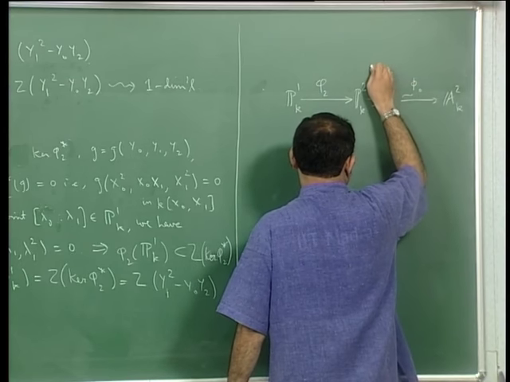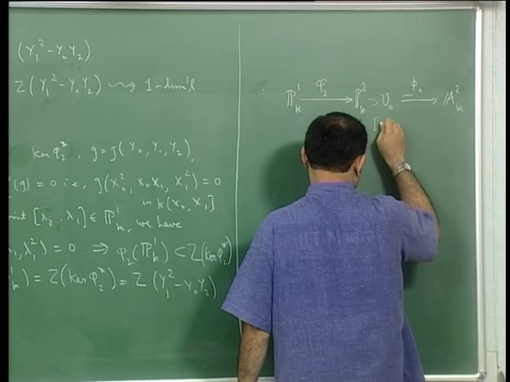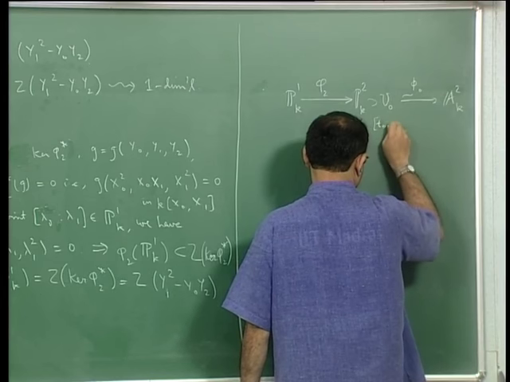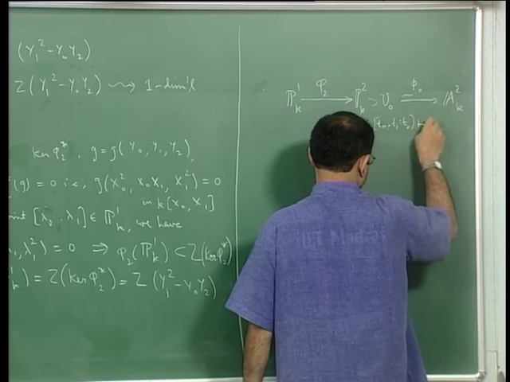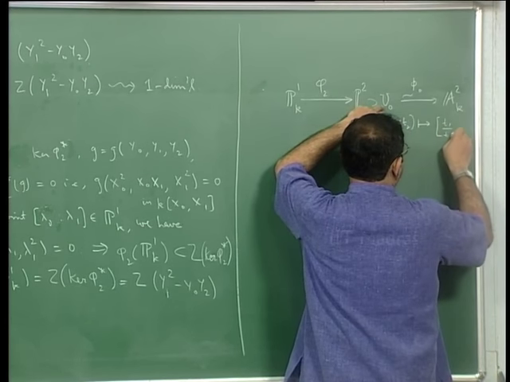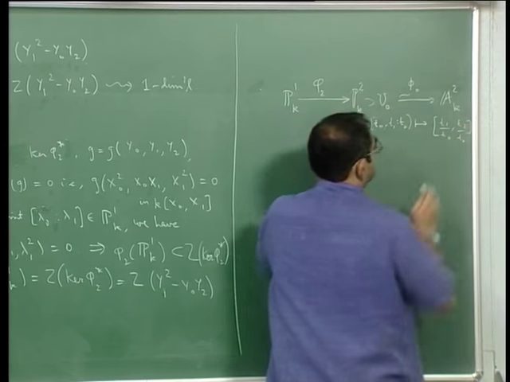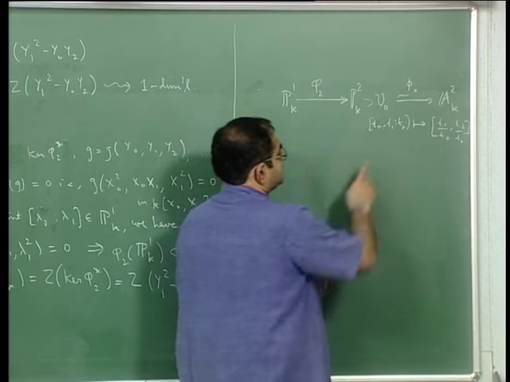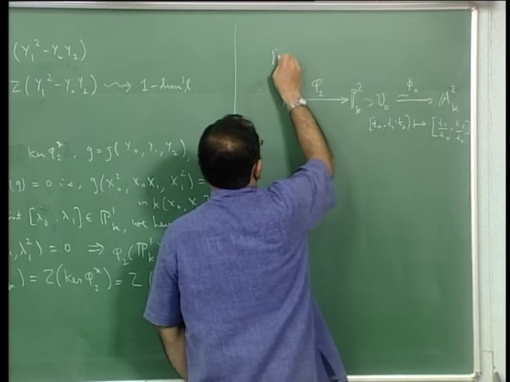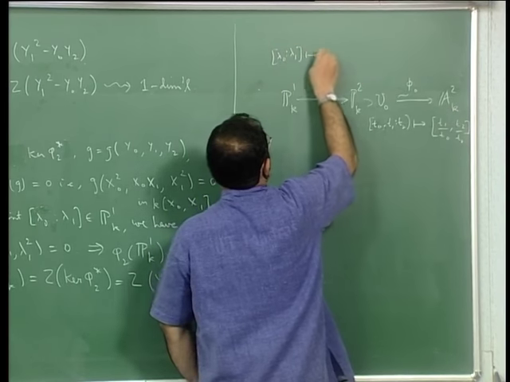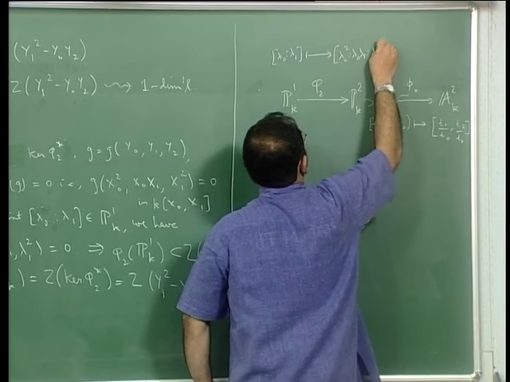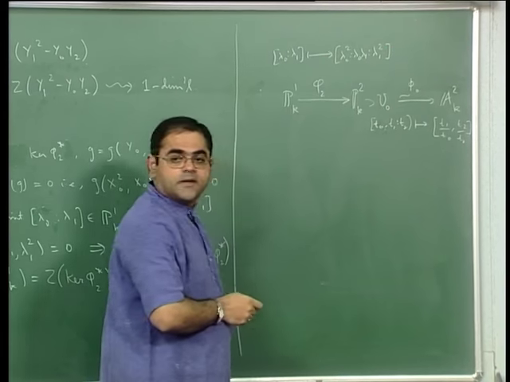This map is just something that sends T0, T1, T2 to, well, T0 is not 0 on U0, so I will send you T1 by T0, T2 by T0. This is what this map is, okay. And what is this map? This map is lambda 0, lambda 1 going on to lambda 0 squared, lambda 0 lambda 1, lambda 1 squared. That is what phi 2 is, okay.